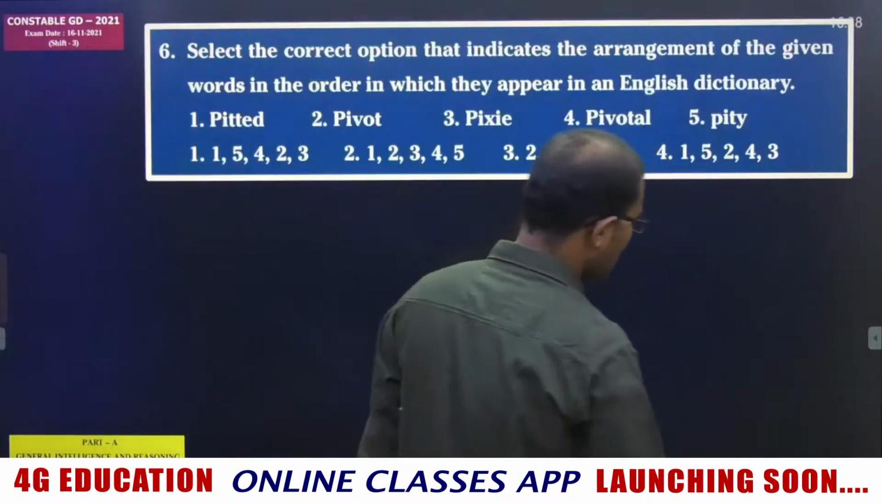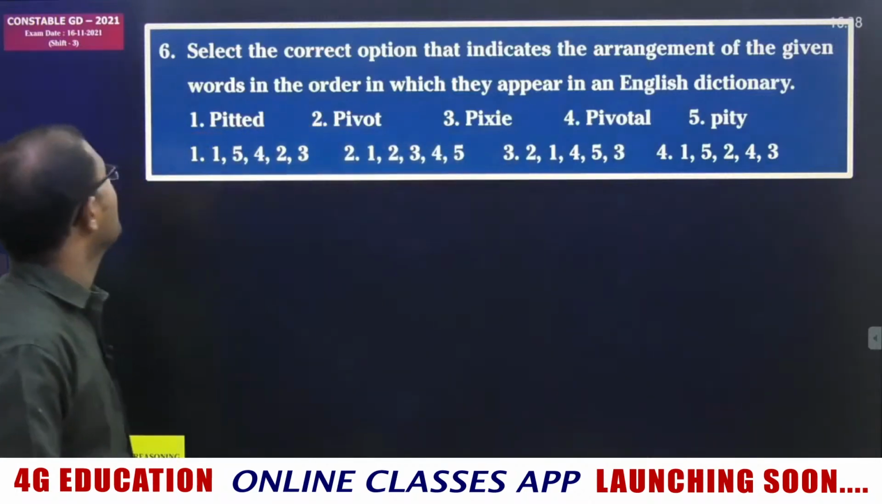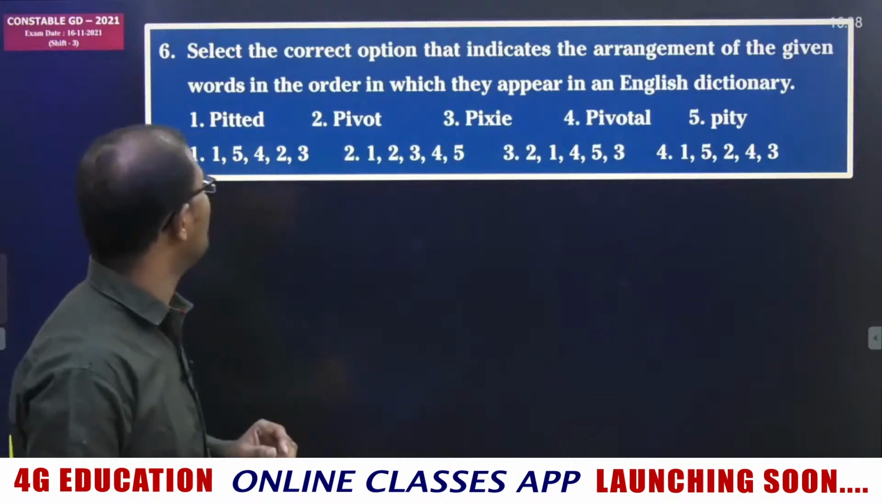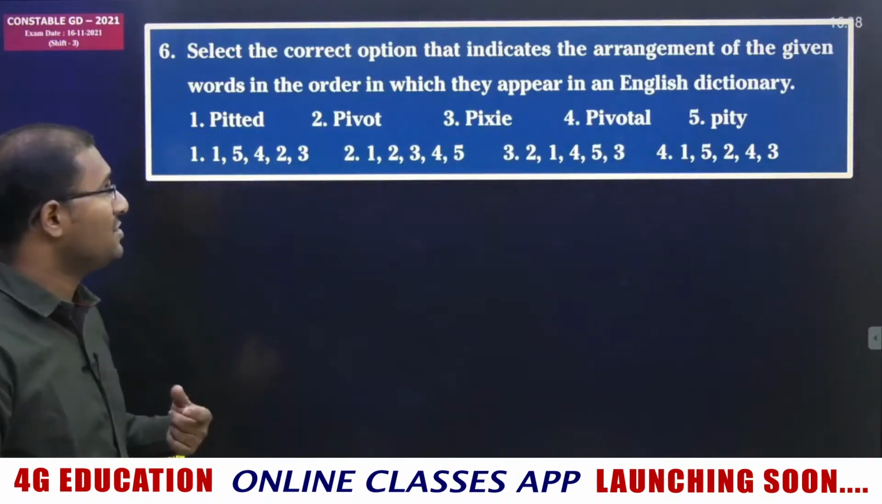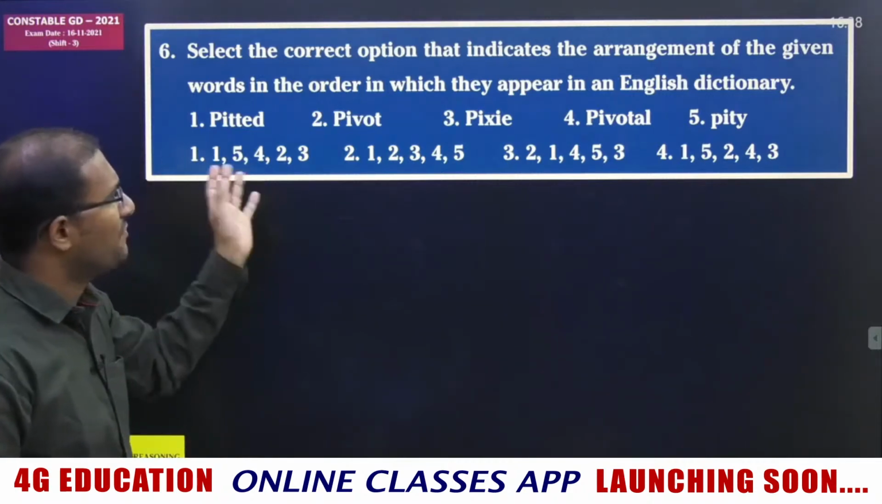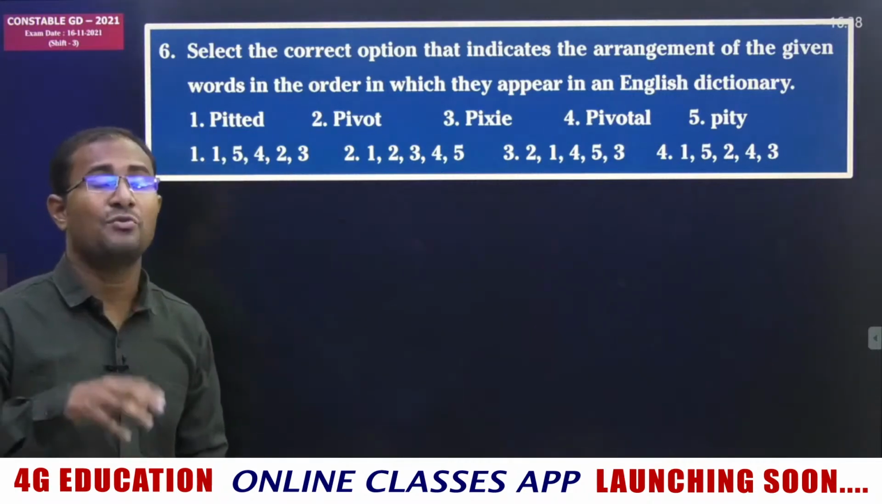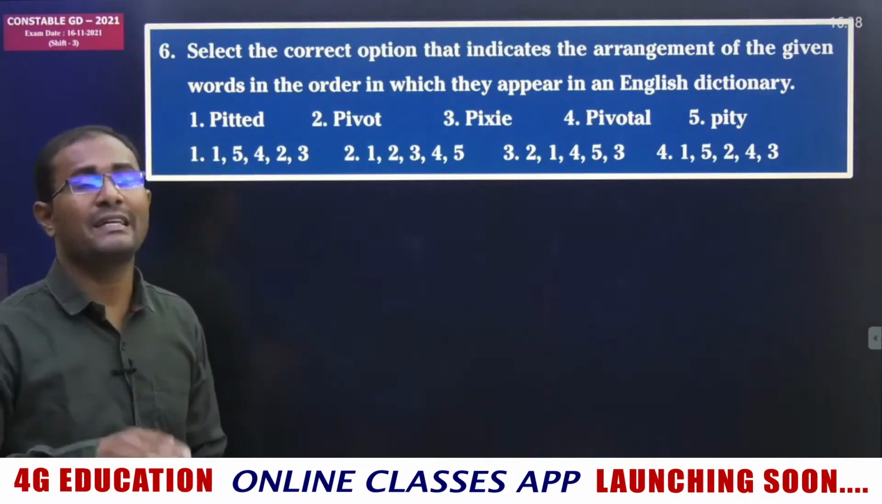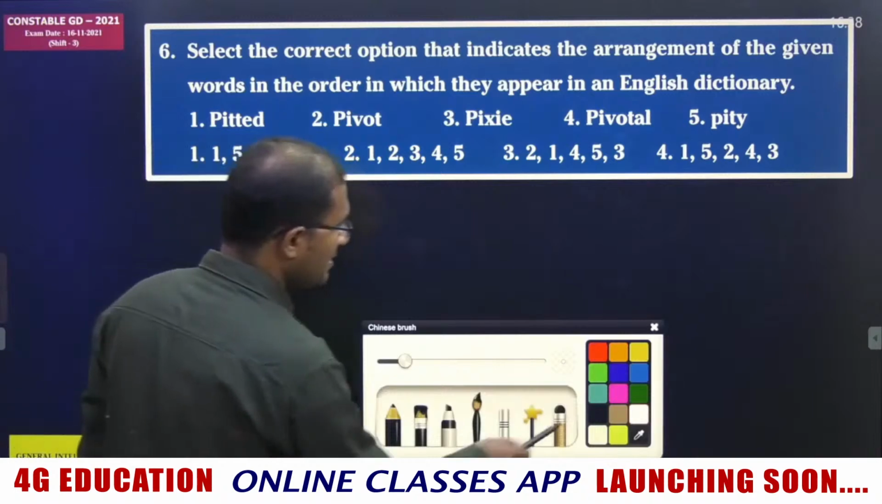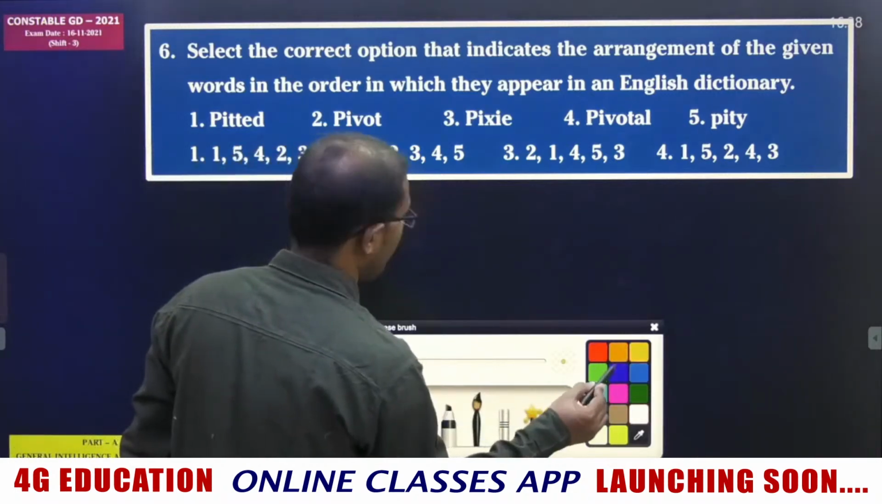Now, let us move on to the next question. Sixth question. Select the correct option that indicates the arrangement of the given words in the order in which they appear in the English dictionary. It means some words are given, 5 words are given. These 5 words we have to arrange according to the dictionary order. Right. Now let us see the given words first of all.